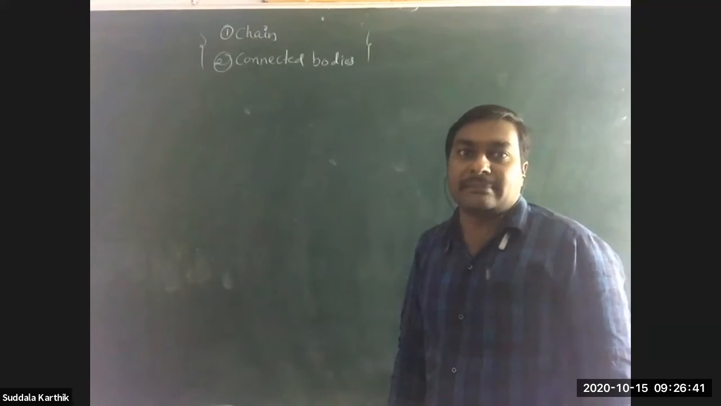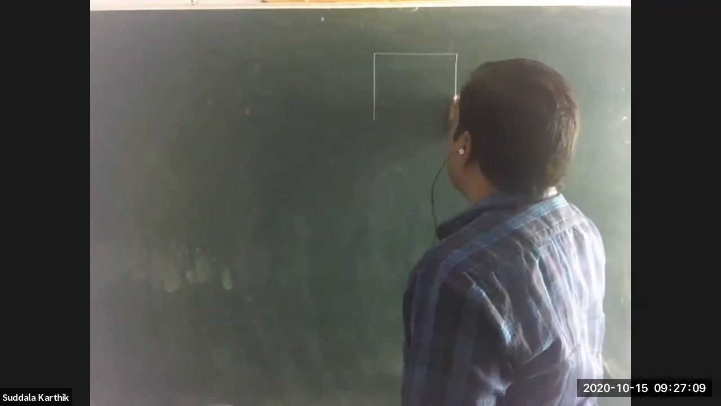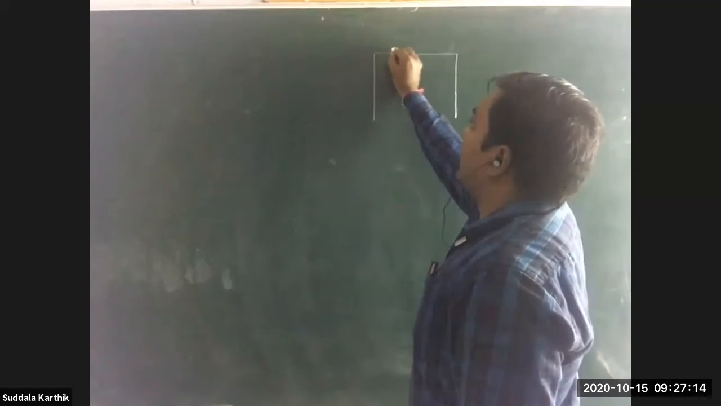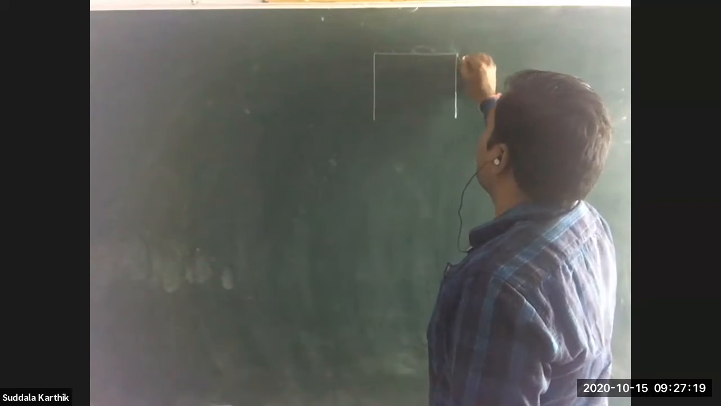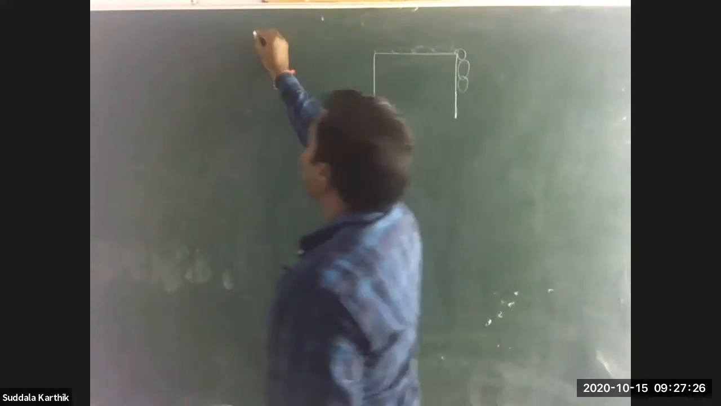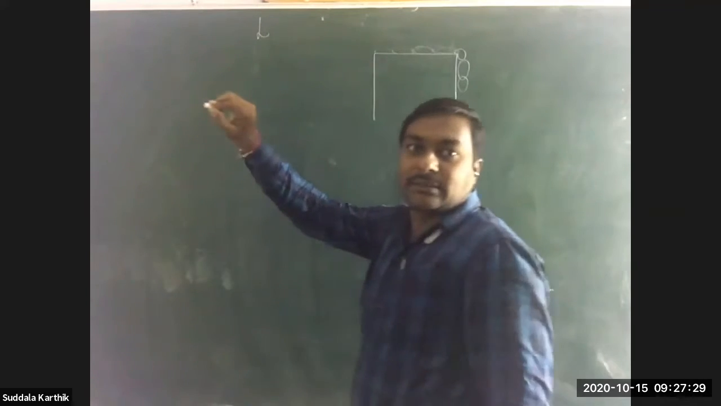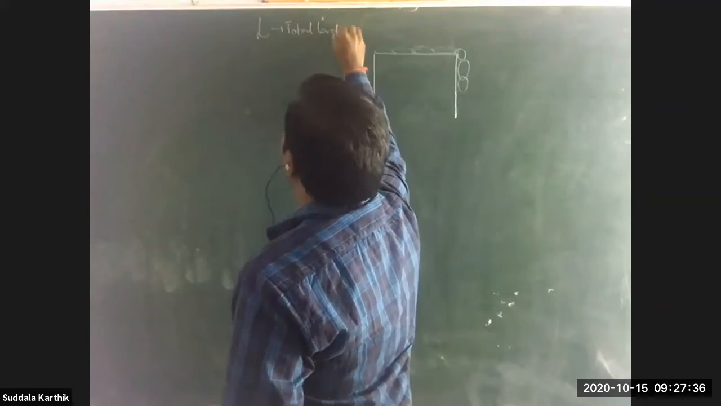So for that purpose, I am going to call this a child. Yes, it is a very easy topic. This is one table. On this table, one chain was placed like this. The total length of the chain is capital L. This is the total length of the given chain.